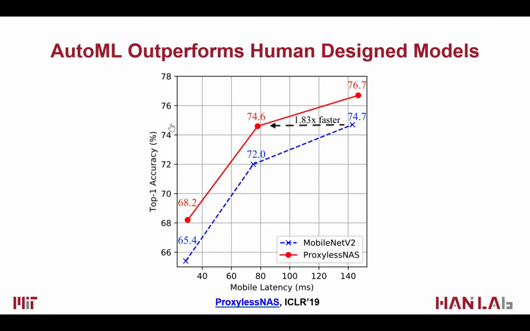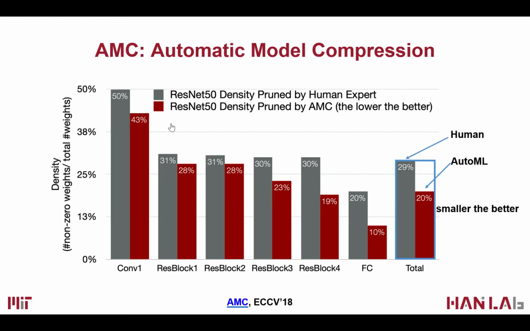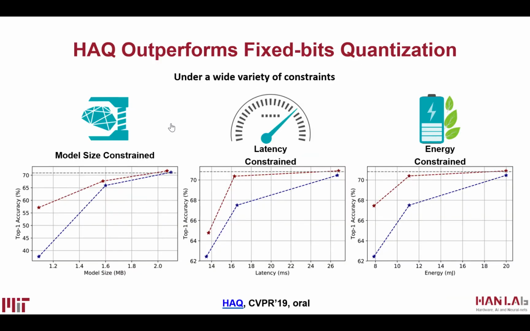So compared with human-designed models, ProxylessNAS models are more accurate with similar latency, specifically with around 75% top-1 accuracy. ProxylessNAS is 1.8 times faster than MobileNetV2. After designing a specialized model, AMC further improves the efficiency by using auto channel pruning. Finally, HAQ flexibly allocates different bit widths to different weights and activations based on the target hardware and constraints. It significantly outperforms the traditional uniform fixed-bit quantization under a wide variety of constraints.